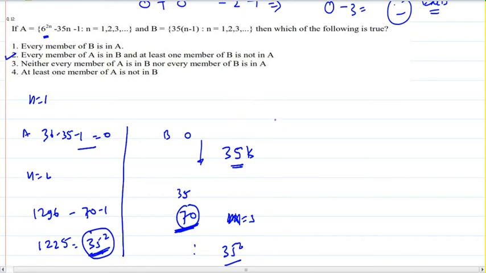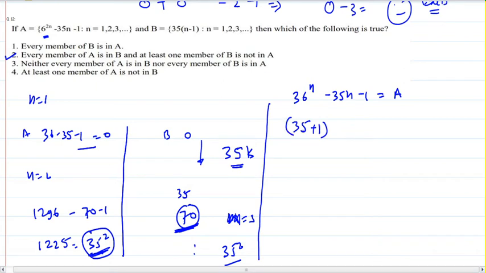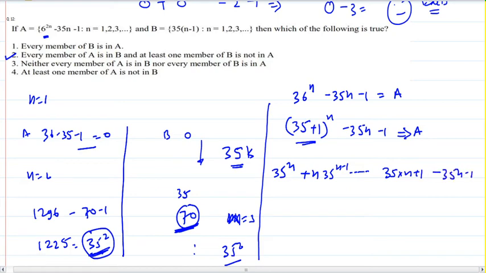All I did was replace values of n is equal to 1 and 2 and then try and generalize some conclusion. More. I can write this as 36 to the power n minus 35n minus 1 for terms in A. That is 35 plus 1 to the power n minus 35n minus 1 is the term of A. This I can apply as a binomial expansion. 35 to the power n plus n into 35 to the power n minus 1 and so on so forth, so on so forth. 35 into n plus 1 minus 35n minus 1.